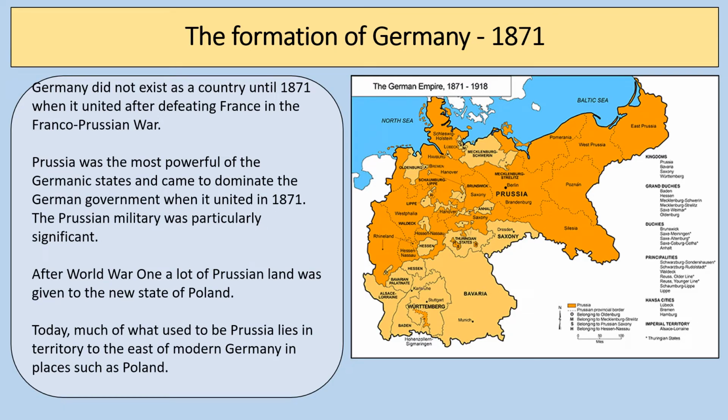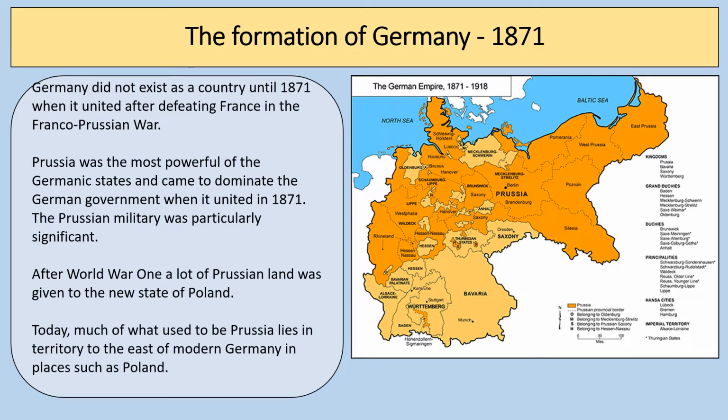Now, the Prussian military was particularly significant, and the Prussian military generals exerted quite a lot of influence over the German government before the First World War, certainly influencing Kaiser Wilhelm's policy of Weltpolitik, which means world politics, and is the idea to explain how the Kaiser wanted to have a German empire, or a place in the sun, as it was sometimes referred to.